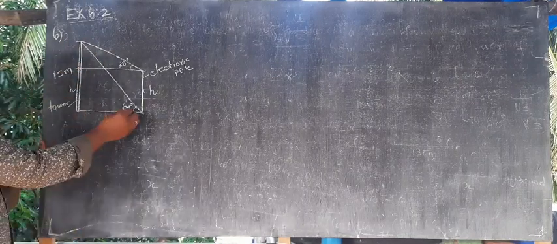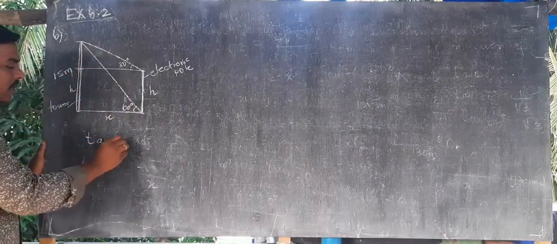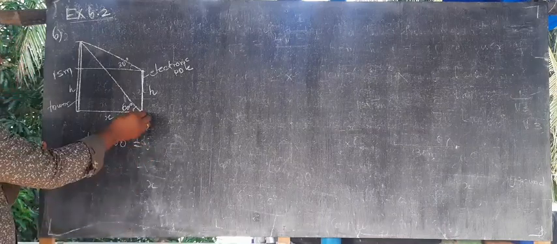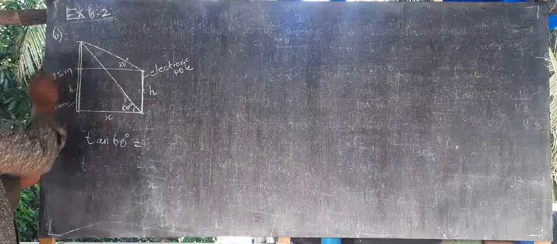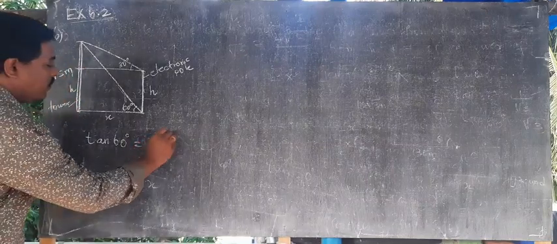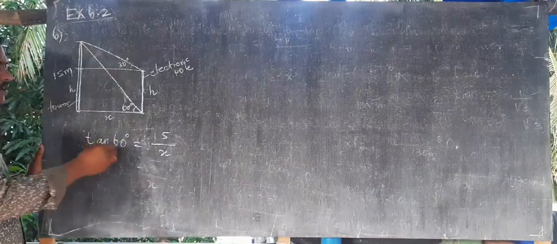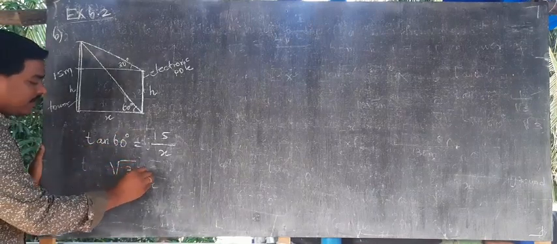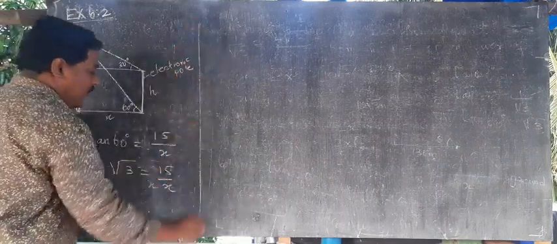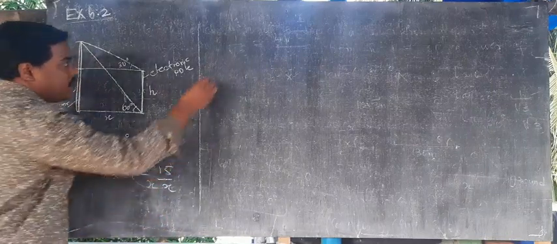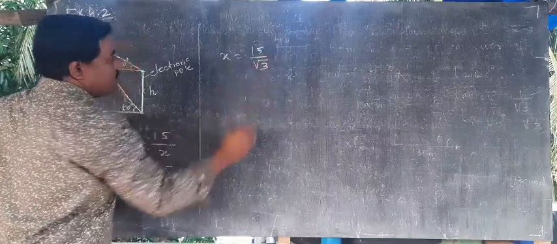Right. Come to the point. First we find tan 60 degrees. Tan 60 degrees means opposite side, which is 15 meter, by adjacent, x. So 15 by x. Tan 60 equals root 3. So root 3 equals 15 by x. Finally x will be 15 by root 3.